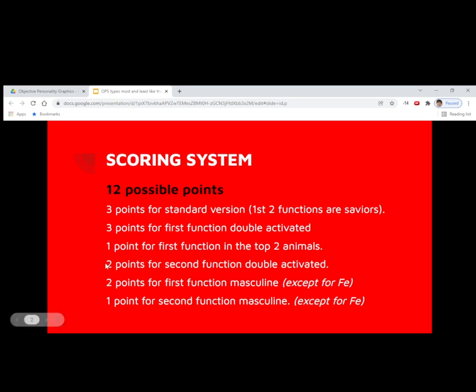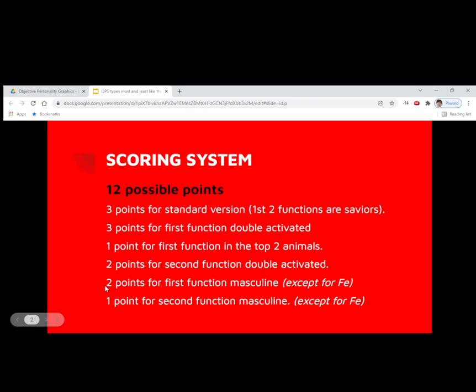2 points if the 2nd function is double activated. This doesn't carry quite as much weight as the 1st function, because, in MBTI land, the real essence of that type is primarily from the 1st function, and then the 2nd function is kind of like the support. So that one is 2 points.